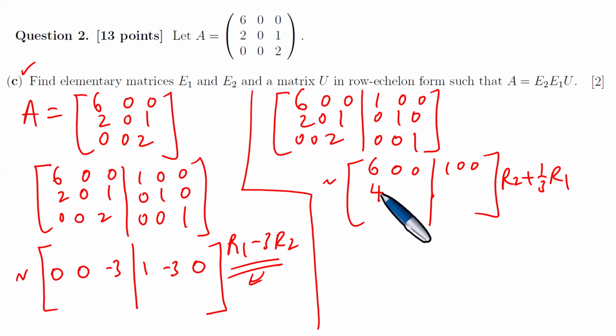Obviously, you can always later perform subtraction. So at this point, you get a 4 here, a 0 there, and obviously a 1 here, a 1/3, 1, 0. And then you get 0, 0, 1, 0, 0, 2. So that is going to produce an elementary matrix here.